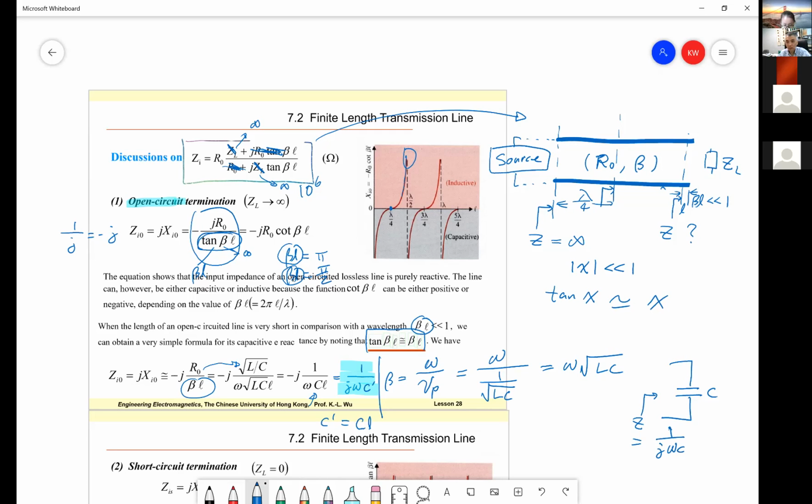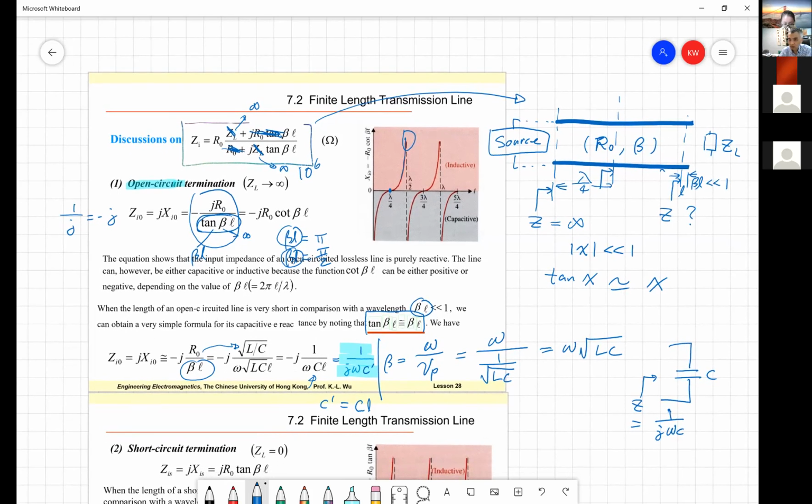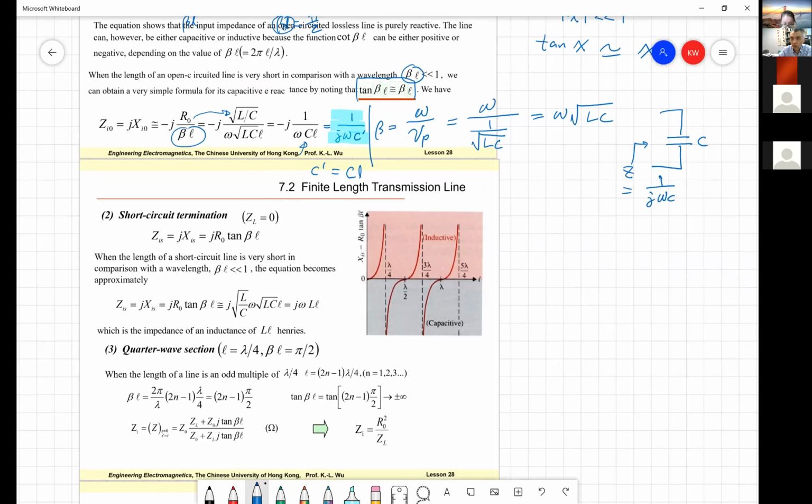We don't need to find a capacitor. By the way, a high frequency capacitor is very different from a low frequency capacitor; it's much more expensive and much more sophisticated. But we don't need a real capacitor, we just use an open circuit transmission line. So this is the first case, for open circuit.